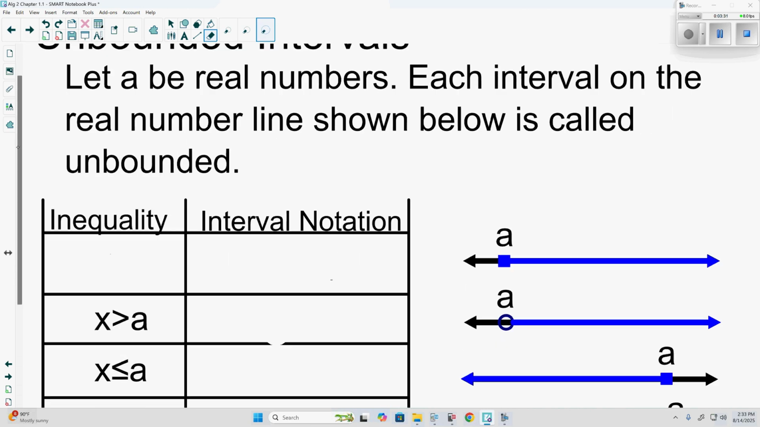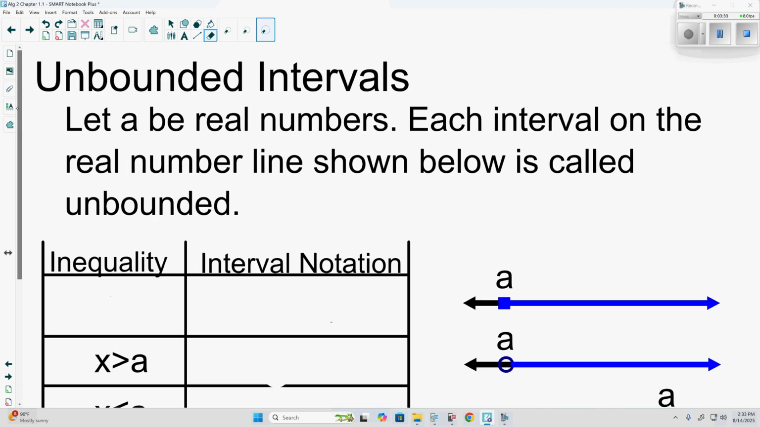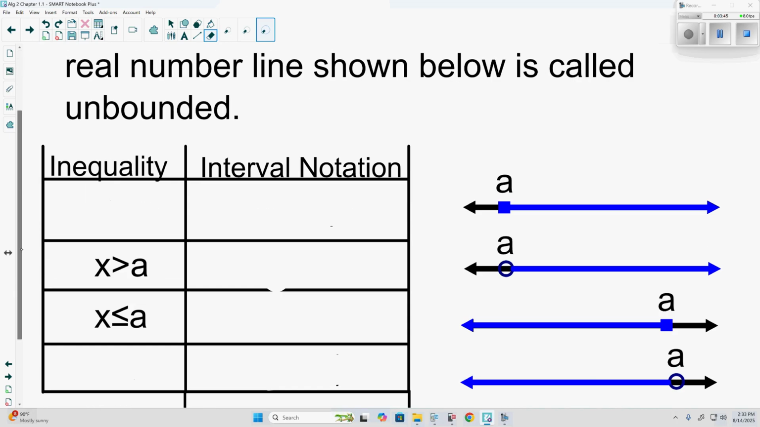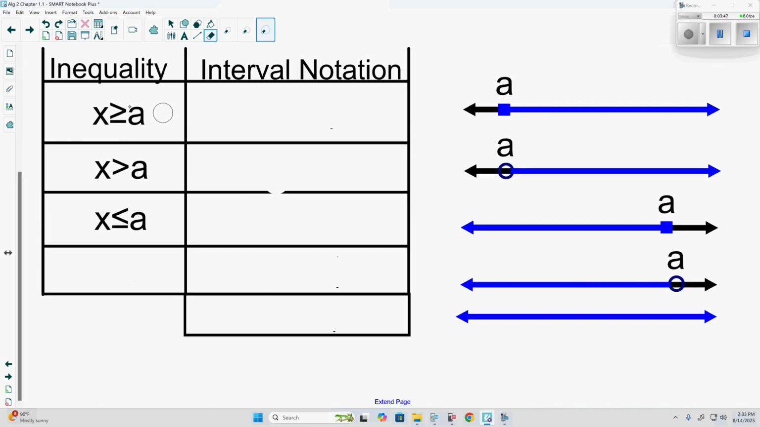The other type of inequalities that we can have are unbounded. Let A be a real number. Each interval on the real number line shown below is called unbounded. We have a point, a number, and it's going to go either to the left or to the right. Now our first one, we're saying that X is greater than or equal to A. Since it is greater than or equal to, we have a bracket with A. And since we're saying greater than, it's going to go to infinity.